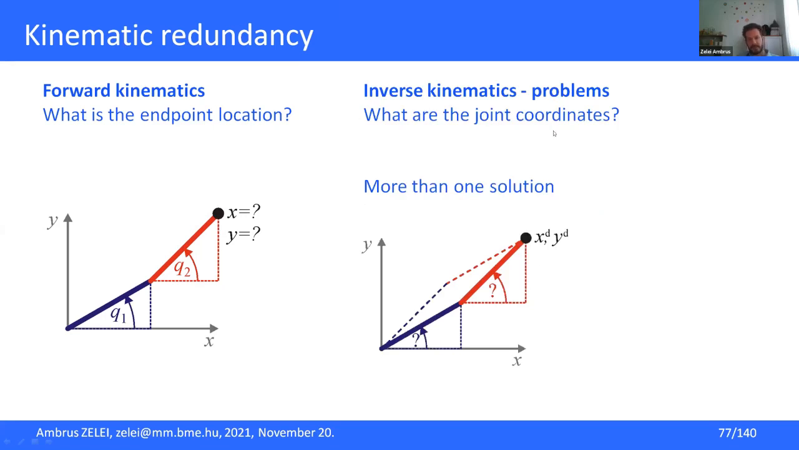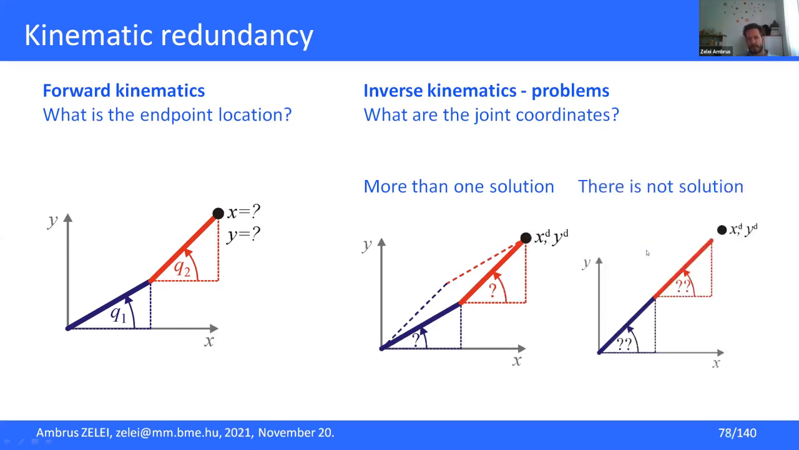And the opposite is the inverse kinematics, when the tool center point position is given, and I have to calculate the corresponding joint angles. And here we already see one problem, that there is more than one solution, even in this very simple case. So here the XY position of this black dot is defined, and then I can choose this configuration of the robot or the other configuration of the robot, and both will satisfy the task, which is to reach this XY point.